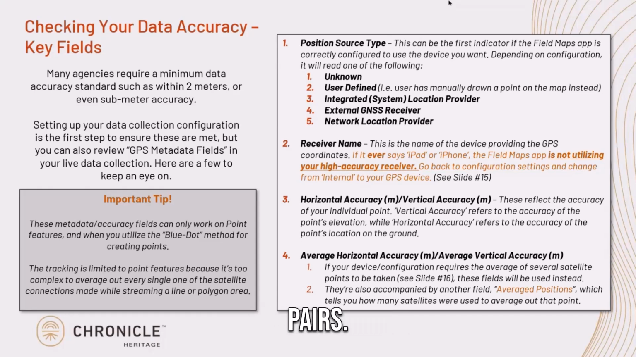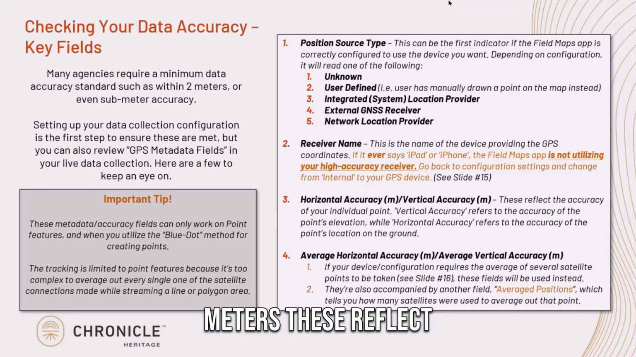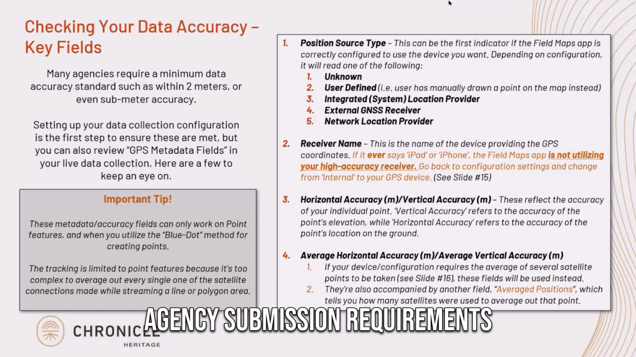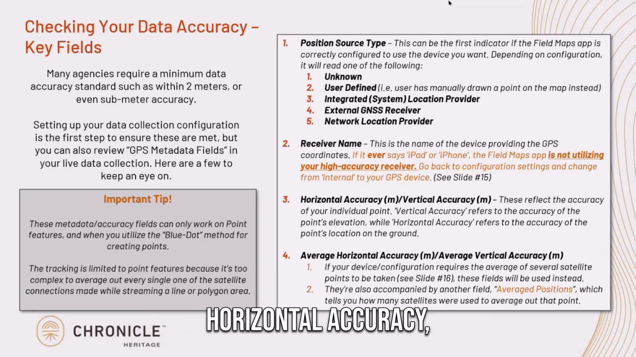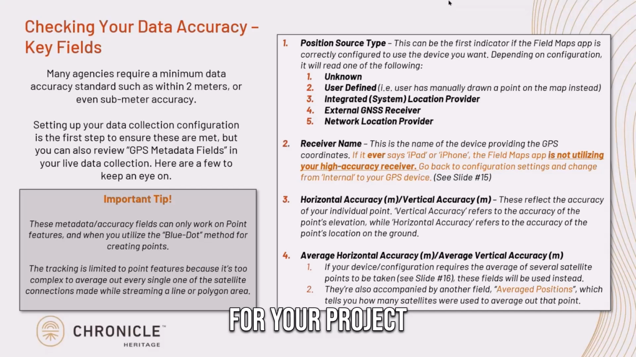You have two pairs. The first one is horizontal and vertical accuracy. These are always in meters. These reflect the accuracy of your individual point. Vertical accuracy refers to the accuracy of the point's elevation, its z-value, while horizontal accuracy refers to the accuracy of the point's location on the ground. Generally speaking, most of our agency submission requirements are concerned with horizontal accuracy rather than vertical accuracy, but it's still good to keep an eye on both and make sure they're within the established parameters for your project requirements.